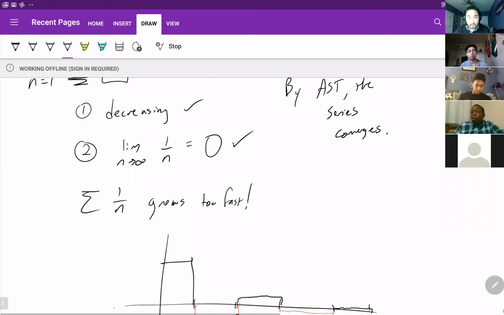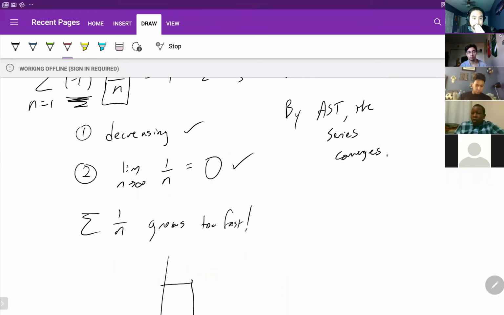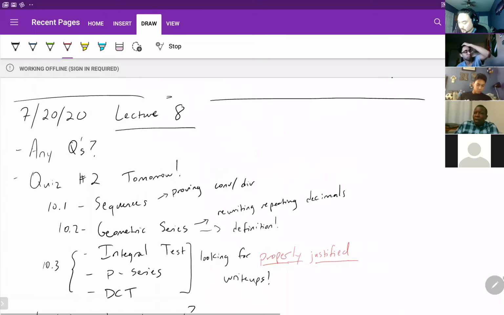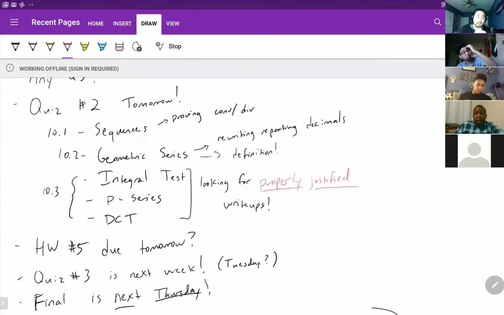The quiz is not going to cover the alternating series. The stuff we did today is not on the quiz tomorrow. The quiz tomorrow is going to be sequences and geometric series, and I put it up here. Is it going to be all the way to limit comparison? No, up to the direct comparison test.